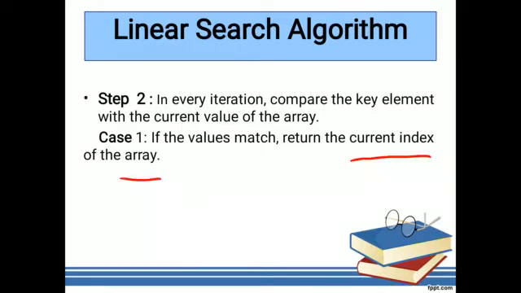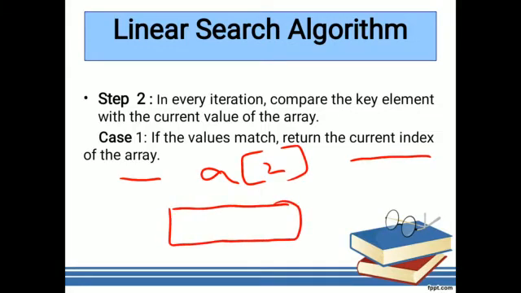So what is the index of an array? For example, a of 2. A of 2 is the array, so it consists of two elements, for example at positions 0 and 1. We will consider the two elements as 15 and 22. So the array consists of two integer values, 15 and 22. Now what is the index of these? 0 and 1 are called the indexes of the array.